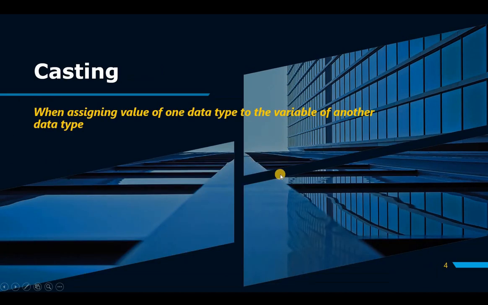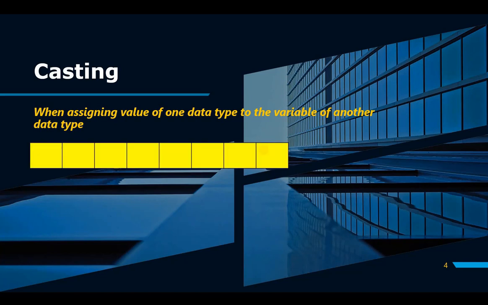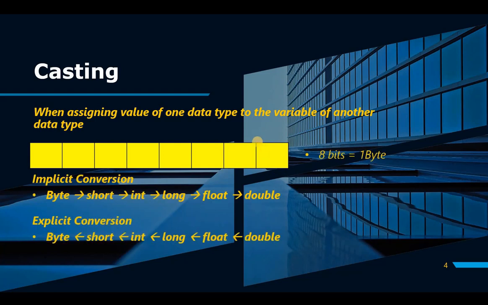Now, casting is basically the process of assigning the value of a variable of one data type to another variable of another data type. What I mean by this is that casting can either be upcasting or downcasting. Upcasting is known as implicit conversion, when you're trying to go from a smaller data type to a bigger data type. Before I explain implicit conversion in detail, keep in mind that 8 bits is equal to 1 byte.